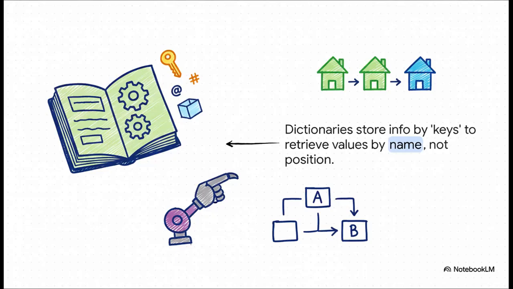And this is how it actually works. Instead of using a position like 0, 1, or 2, we use a unique key, that's our label, to look up its value. It's the difference between asking, what's the first thing on the list, and asking, what's the phone number for Bob? It's a way more direct way to find information when you know what you're looking for.